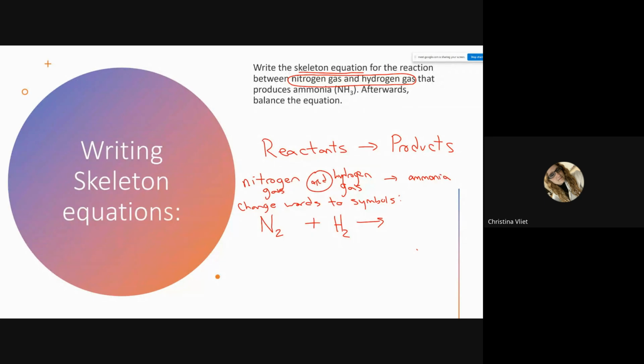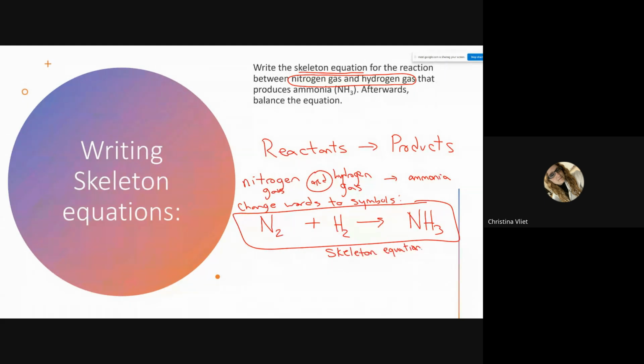Ammonia. You have not been told that you have to memorize that name. So they've given you the formula. They said in parentheses, hey, it's NH3. So this is the skeleton equation. Right here, this is the skeleton equation. This is the answer for the skeleton equation. So far, so good? Yes. So you may want to write underneath it, that is the skeleton equation.